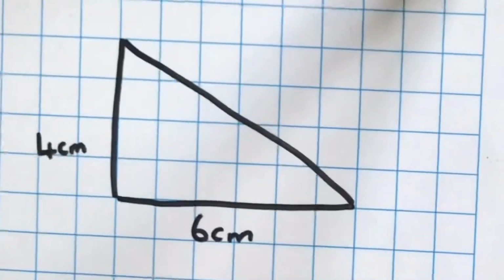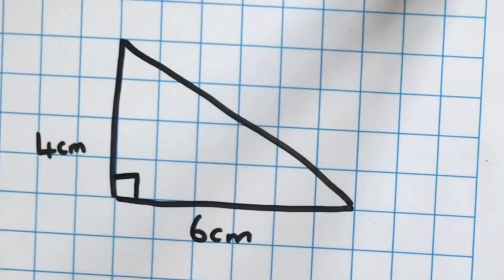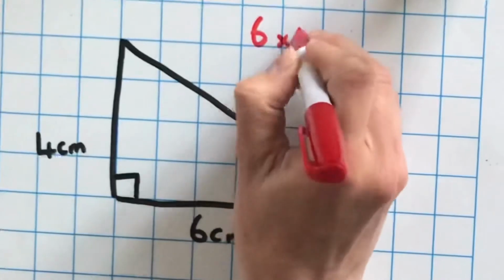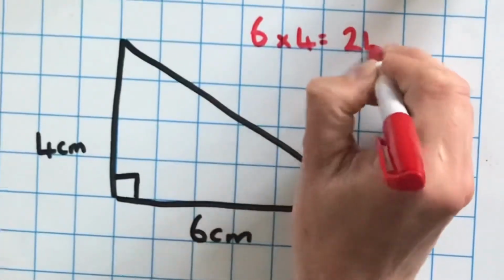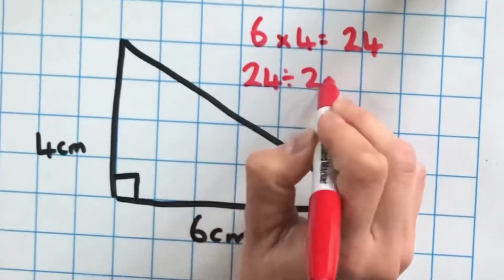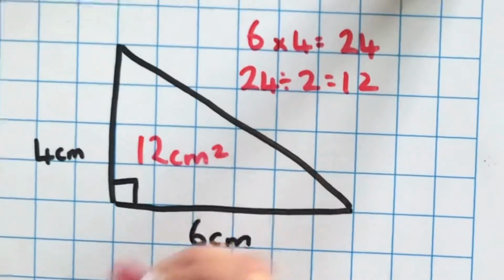Okay, so another right angle triangle, and remember to find the area you multiply the base times the height and then divide it by 2. So our base is 6 and our height is 4. 6 times 4 is 24. Okay, divide that by 2. 24 divided by 2 equals 12. So the area here is 12 centimetres squared.